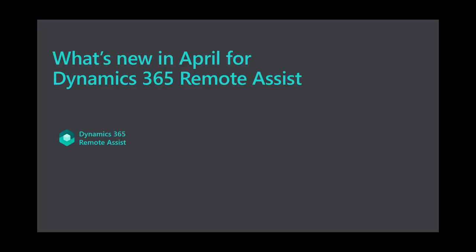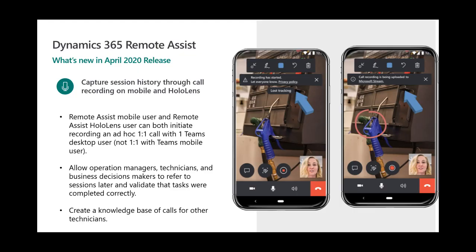Let's talk about what's new for April and what we just came out with. I think the most exciting feature is the ability now to do one-to-one call recording, which wasn't a feature before. On Remote Assist Mobile and Remote Assist HoloLens, you can now, with a one-to-one call, record the entire conversation, which will be saved, and you can later have access to it.